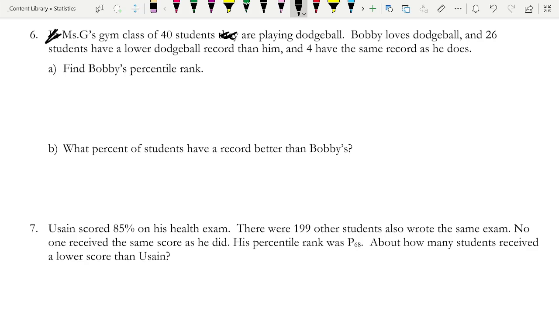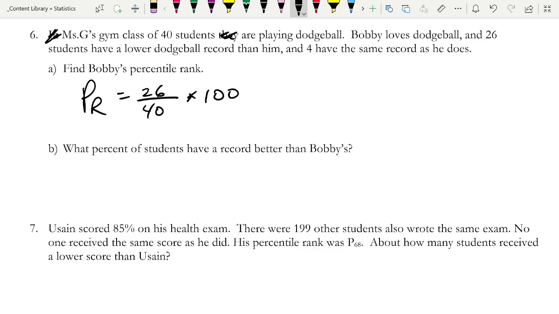Miss G's gym class of 40 students are playing dodgeball. Bobby loves dodgeball, and 26 students have a lower dodgeball record than him, and 4 have the same as him. Find his percentile rank. All you care about are the numbers below him. And there's 40 students times 100.